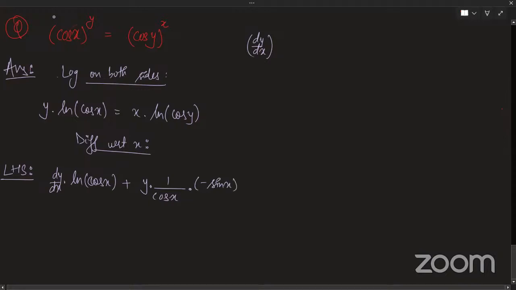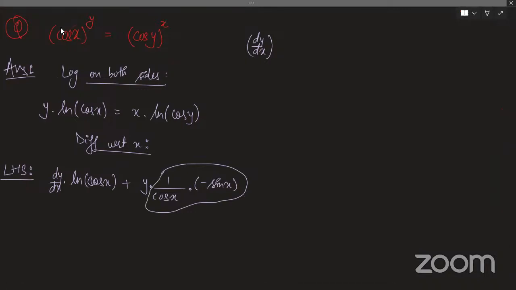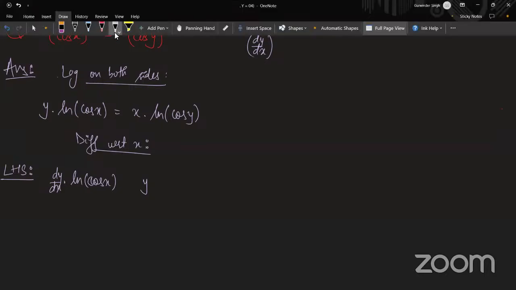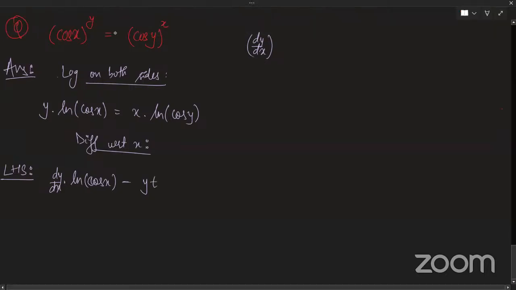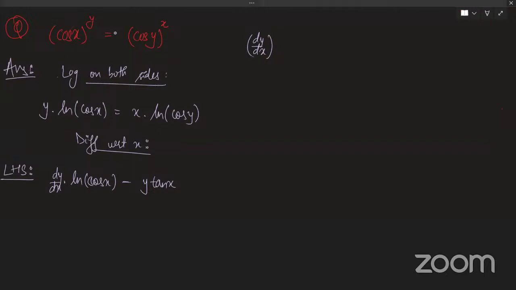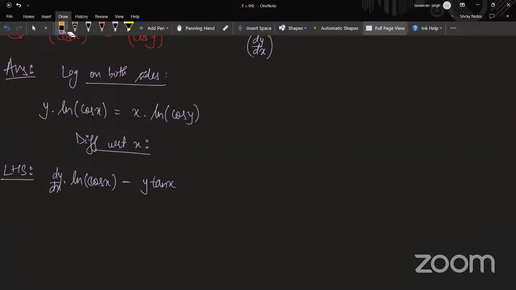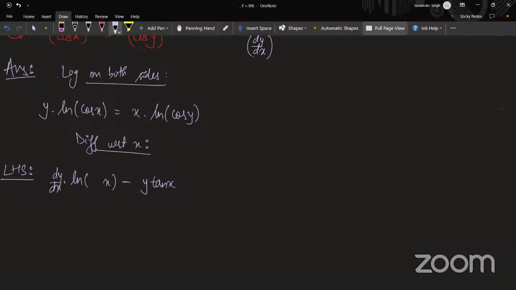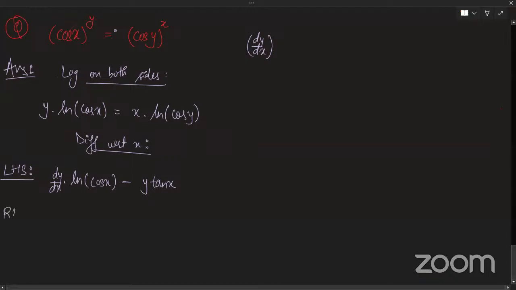Absolutely correct. So I can just take this thing common and write it as minus of tan x. Do you agree? Minus of tan x. So, in order to ease it, I'll just write it like this, minus of tan x. Your left hand side is absolutely correct. 1 by cos x into minus of sin x we got, so I wrote it as minus tan x. Great. After that, you have got the right hand side also.